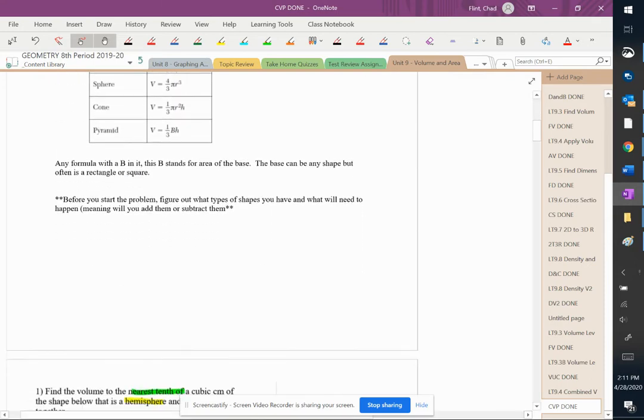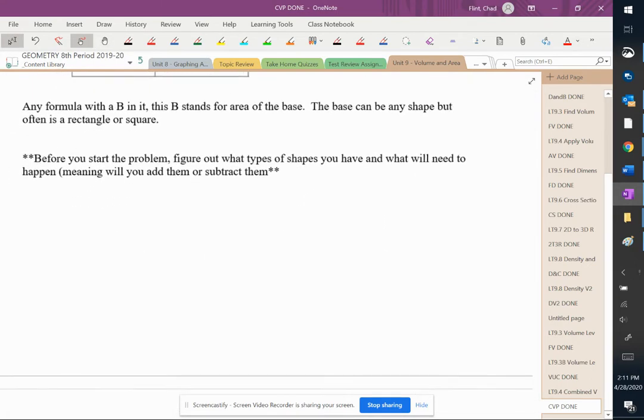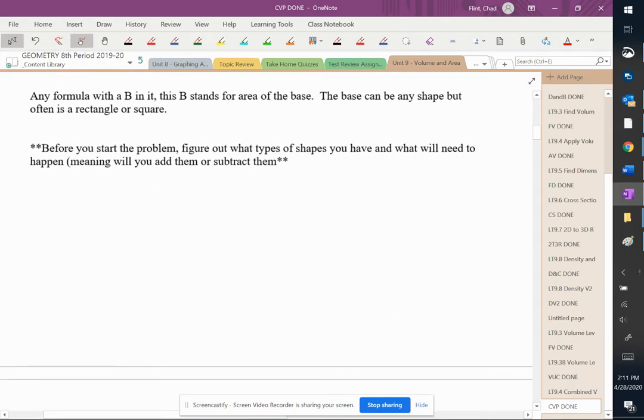So the couple pieces of advice here that are new is that the starred thing here, before you start the problem, figure out what kind of shapes you have and what's going to have to happen. Are you going to add them or subtract them? So just a couple real quick examples here.